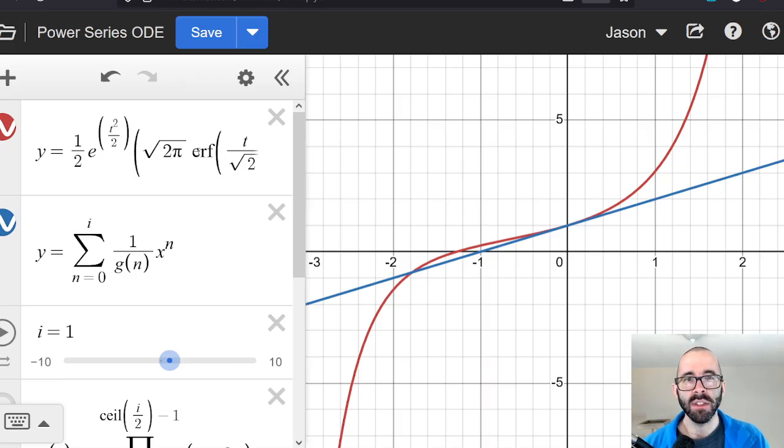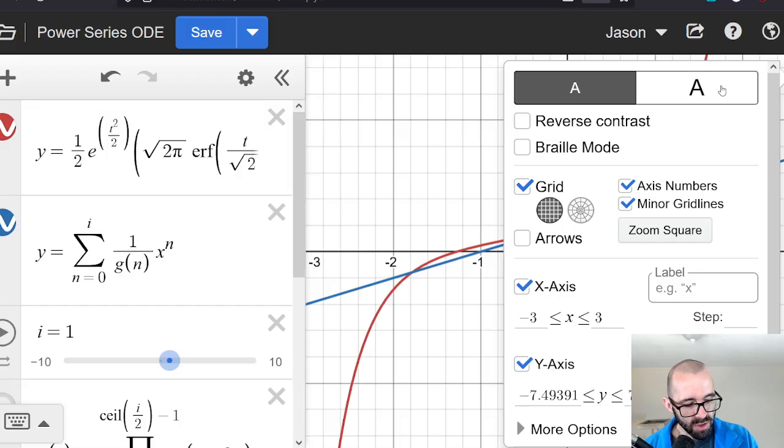The error function is essentially a non-elementary function. It's an integral function, also called the Gaussian error function. It pops up a lot in probability for integrating e to the negative x squared, which we can't integrate by hand. Anyway, this red graph is what our solution looks like.